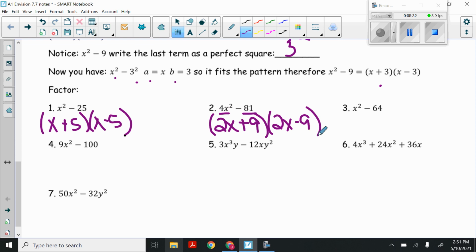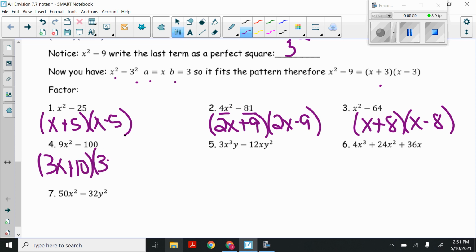X squared minus 64, x squared is a perfect square, 64 is a perfect square, so this would be x plus 8 and x minus 8. Number 4, 9x squared minus 100. Again, two terms, subtracting. They're both perfect squares, so this is a 3x plus 10 and a 3x minus 10.